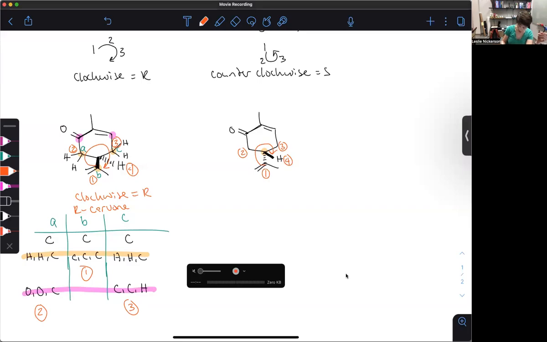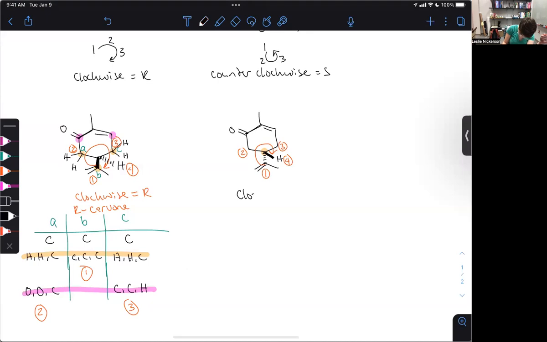So that assignment is going to be, so we're going clockwise here, right? That's clockwise, but H is in the front, so it's S. Okay? And that's the kind of process that we want to go through. So if H is in the front, we're just going to switch what would have been R to the S.